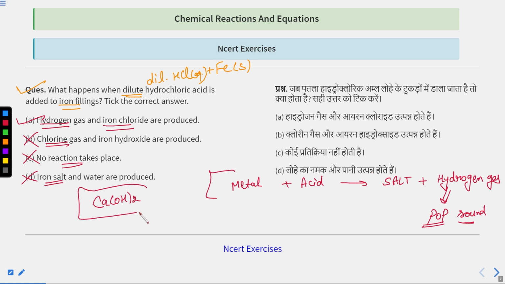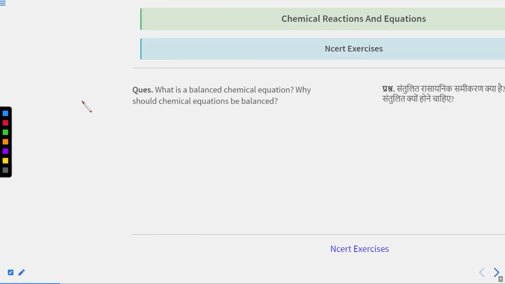If you pass excess CO2 through this lime water, what will happen? This milkiness will again convert into colorless, or you can say transparent. That means it again becomes transparent when excess CO2 is passed here. Okay, so let's move to the next question, which is a very interesting question.